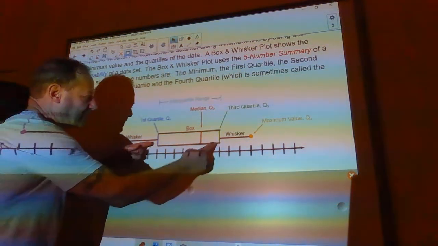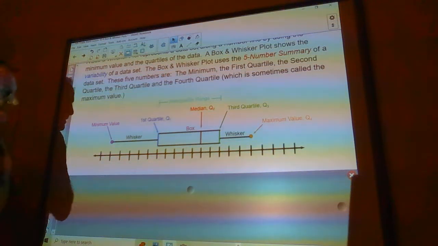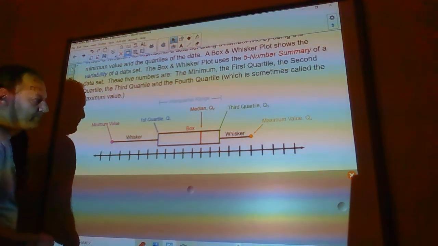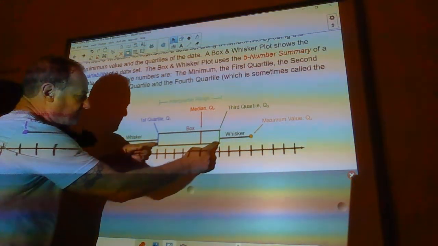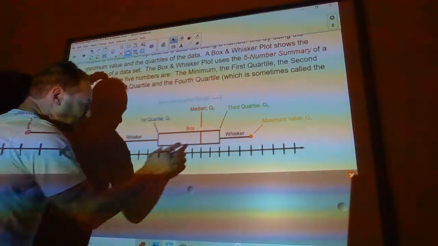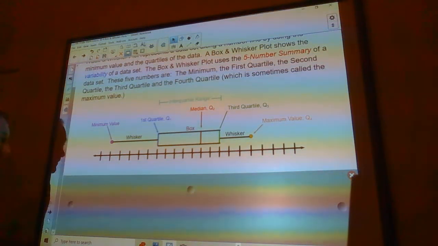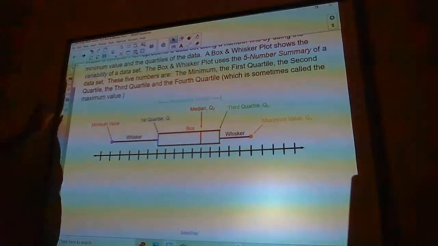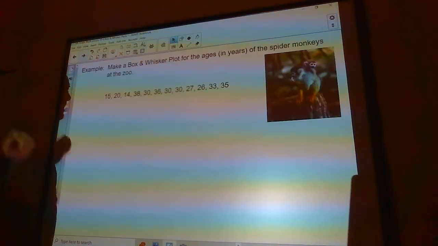Now this right here between the third and the first quartile is called the interquartile range. And we will use that a little bit later. Okay? So the middle 50% of your data is in the box. Your top 25% is in this whisker, and your bottom 25% is in the other whisker. There we go. So that's what a box and whisker plot is.